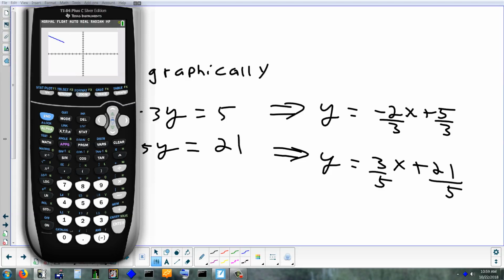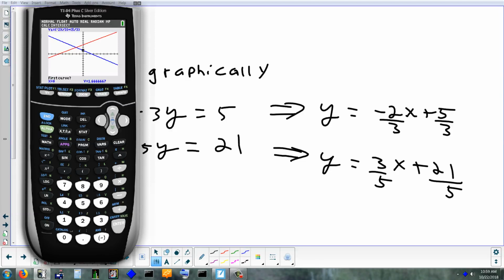So let's see, 21/5, that's about, what, 4? A y-intercept of a little above 4, so it should be on the screen. And that's it. So now we just have to figure out where they cross. Did anyone remember the buttons I pressed to do that? Yeah. Second calc. Second calc. And 5. And then 5.